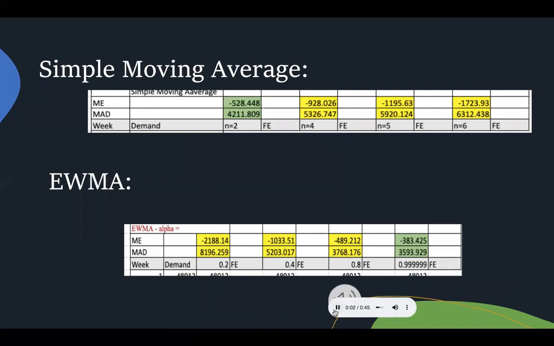For the simple moving average, after choosing different n values, the best value was 2, giving the lowest ME and MAD. For EWMA, I had to choose different alpha values, and after optimizing, the best values given were negative 383.43 for the ME and 3,593.9 for the MAD. Proving overall the Holt Winters as the best forecasting method, giving us the lowest mean error and the lowest mean absolute deviation.